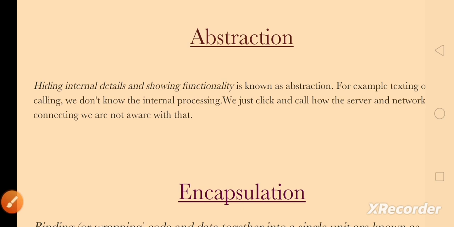For example, texting or calling. This is a simple real world example. We call, we text in WhatsApp. We simply type and click on send and the message is sent. But we don't know the backend process, how the message is getting typed, how it is getting sent from one mobile phone to another mobile phone, how it is connecting from one server to another server. All this backend processing we don't know. This is the best example of abstraction. We just click and call, how the server and network connect we are not aware of.